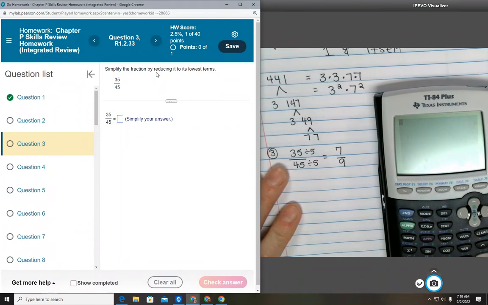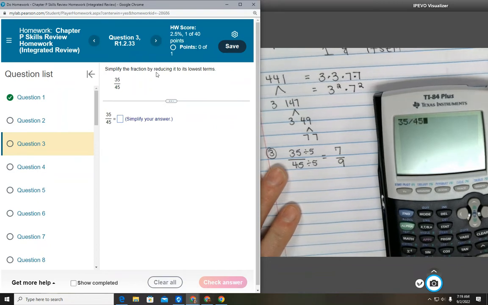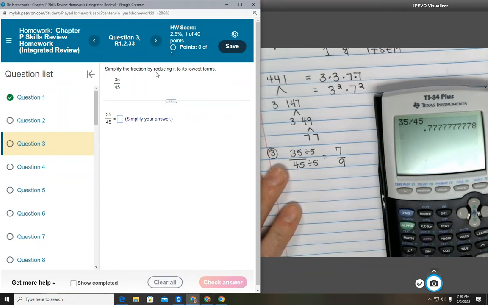You can do this in your calculator. You can do 35 divided by 45, enter. But I want it to be in a fraction, so I hit math. See this math button right here? Frac, enter, enter. So it's 7/9.